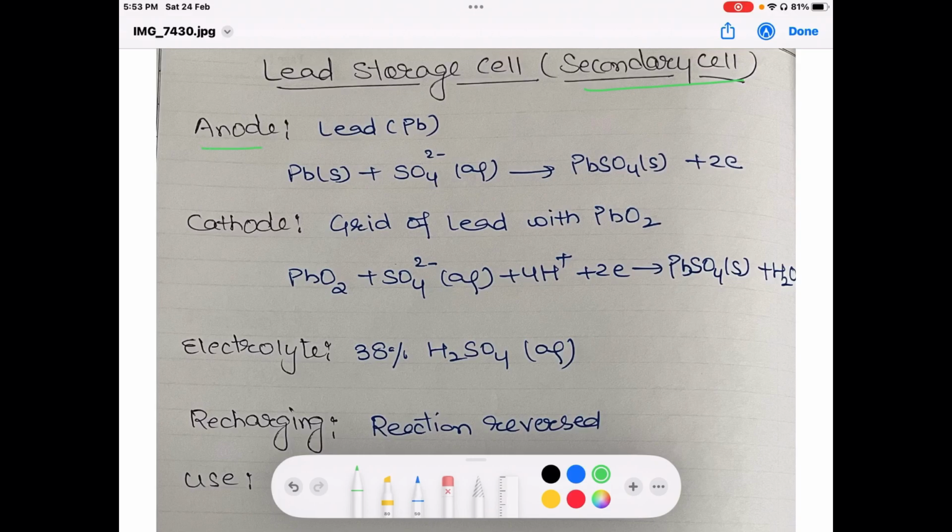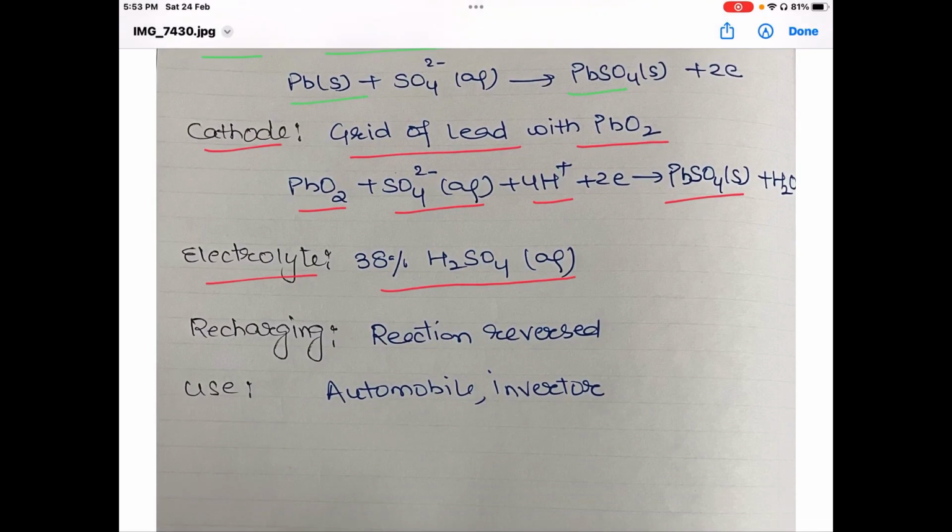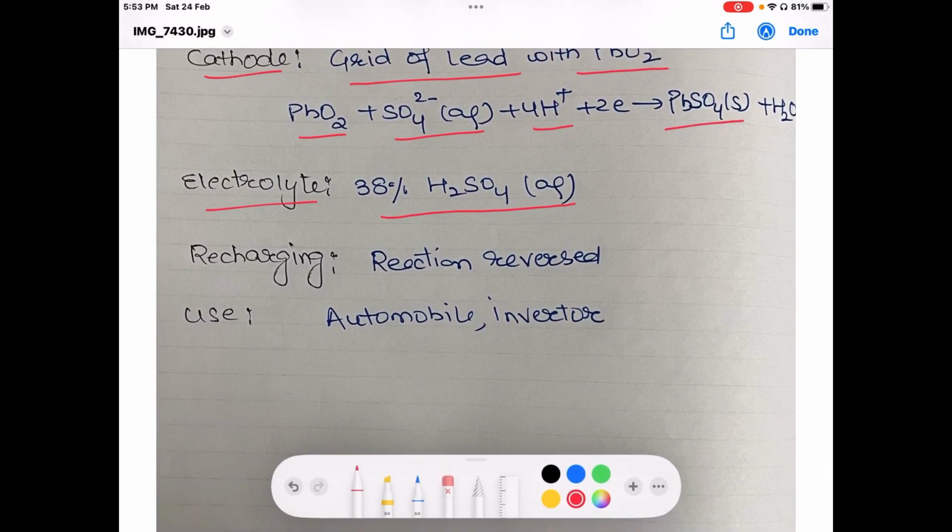So the anode here is lead, Pb changes to Pb2+. The cathode is a grid of lead with PbO2. PbO2 in the presence of the electrolyte, sulfate in acidic condition, changes to PbSO4. The electrolyte used here is a 38% solution of sulfuric acid. Recharging is done by reversing the cell reaction, and it is used in automobiles and inverters.